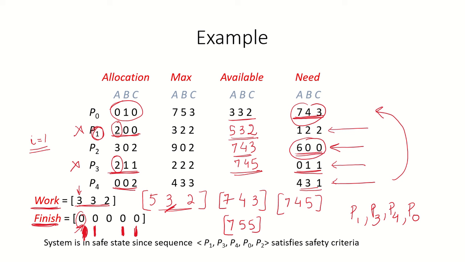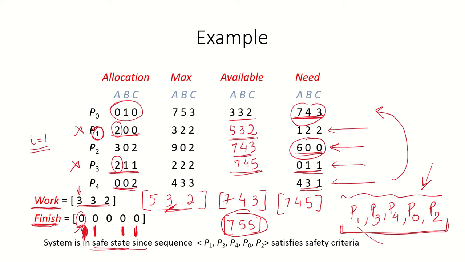If we check, 600 is less than 755, so now P2 can also be executed. So we have found that safe sequence. All the processes are covered in this safe sequence. We have found the sequence in which the resources can be allocated to each process. So the system is currently in a safe state.